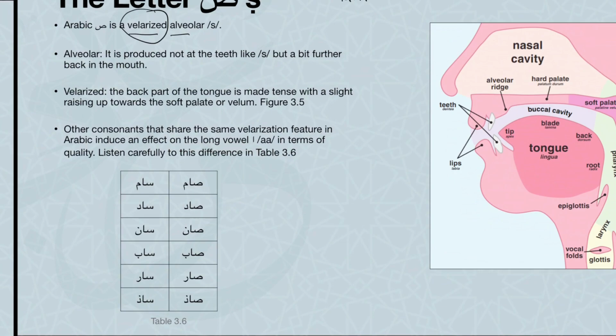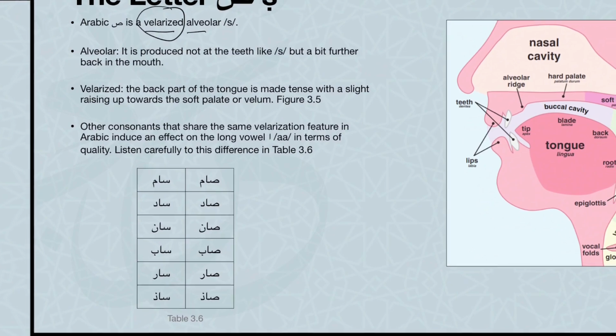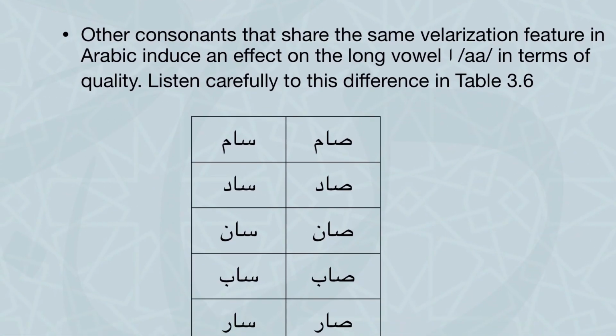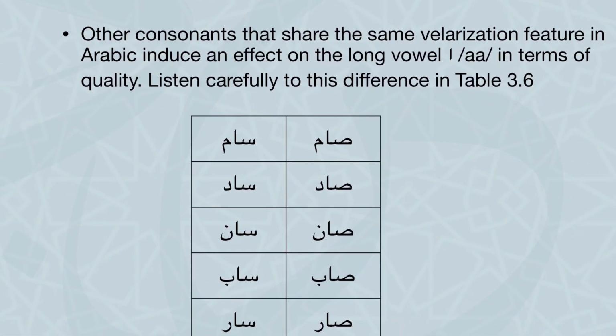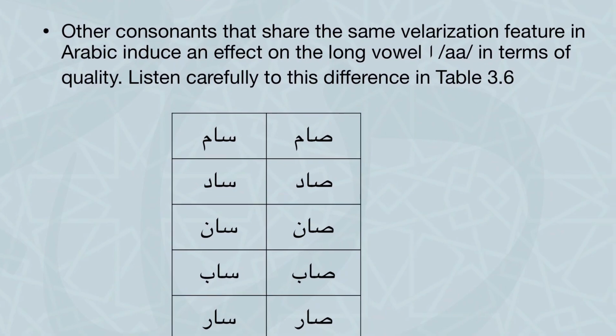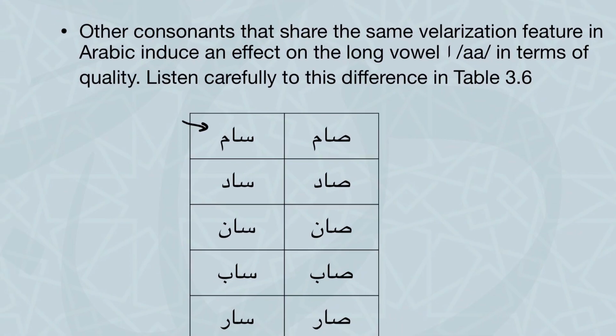Now, what do I mean by the effect? Let's look at this table and listen very carefully, please, because that will show you how different the effect of these letters is on the fatha or on the long vowel alif. Let's start with this one. I would pronounce this as Sam, Sam, Sam. Do not focus on the s, but focus on the alif, on the "ah" sound.